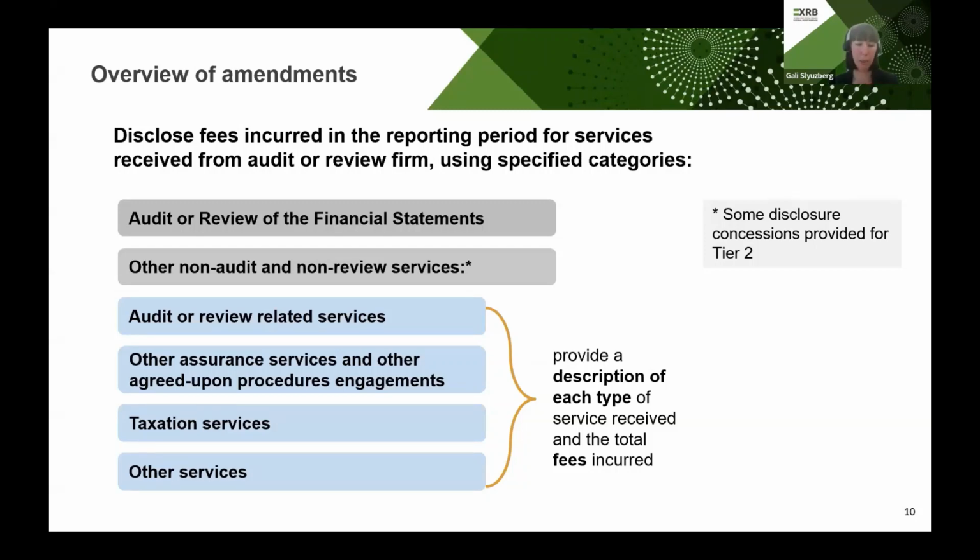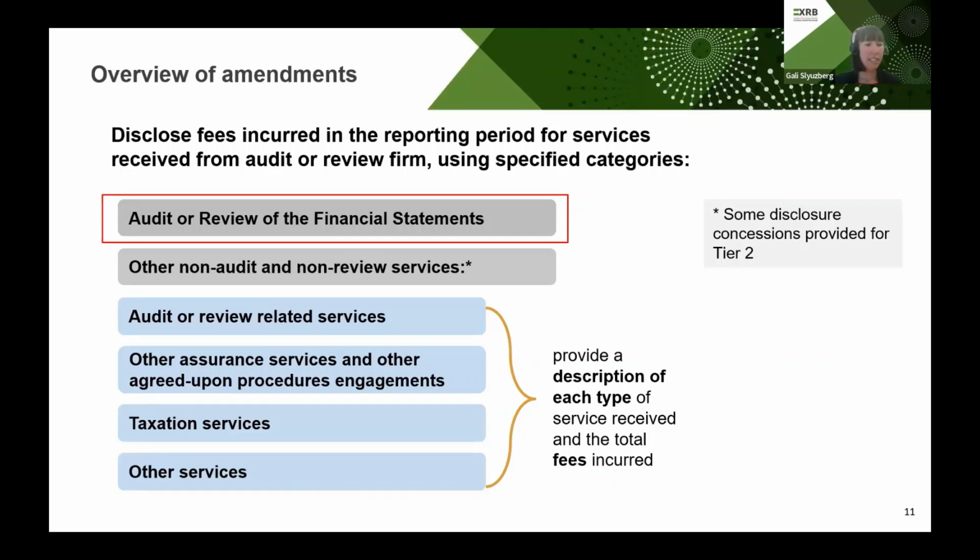Of course, auditors would be following professional and ethical standards when determining whether they can provide a particular service to an audit client. And there are some restrictions in professional and ethical standards about certain types of services that audit firms can provide to their audit clients. But this aspect is not covered in the amending standard that we are discussing today. So now let's go through each of the specified categories of fees for services provided by the audit or review firms.